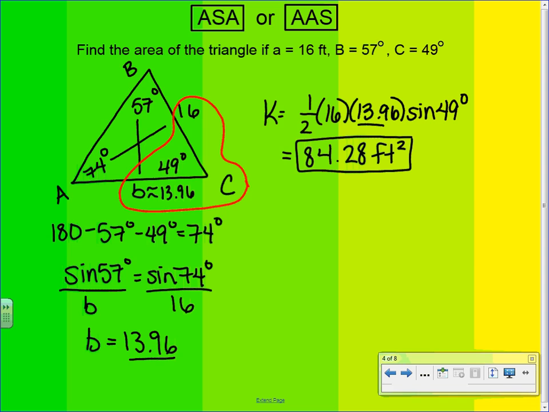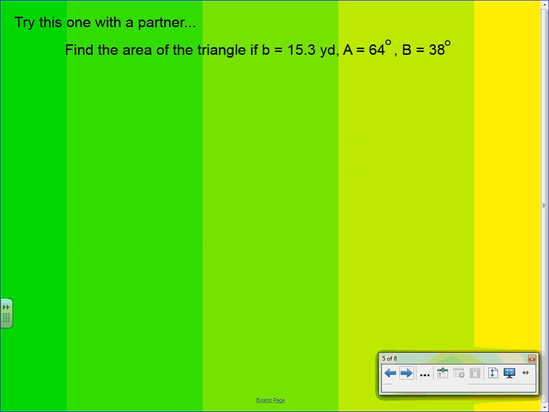All right, moving on to the next example. Oh, this is one for you to try on your own. All right, go ahead and sketch the triangle and then solve to a point where you have side angle side. From there, use your formula. I'll give you a minute, pause the video. When you're ready, hit play.